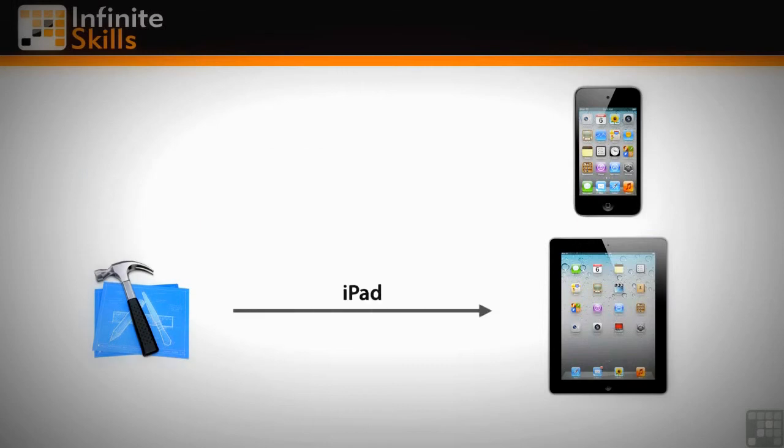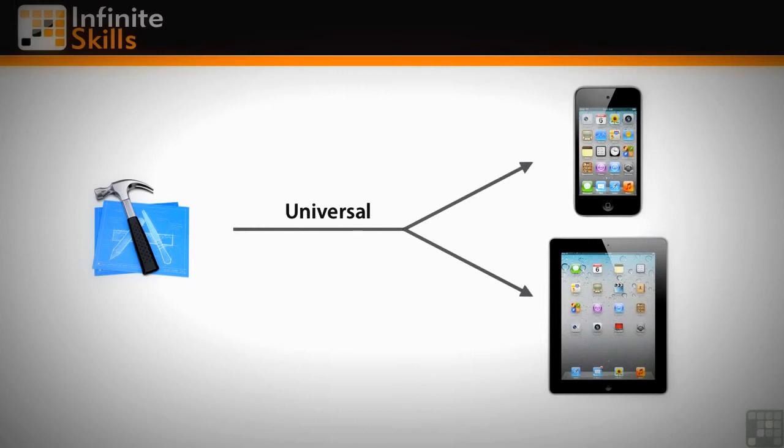Alternatively, for only building for the iPad, we'd select iPad as our device family. This will only run on the iPad and can't be scaled down to work on the iPhone. Then we can also choose what's called a universal app. And this is a single binary that will run full screen on either the iPhone or iPad.